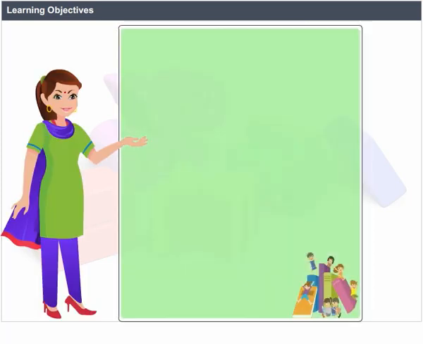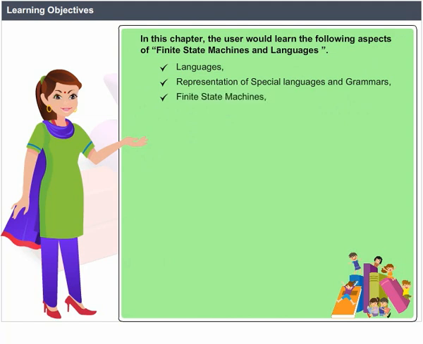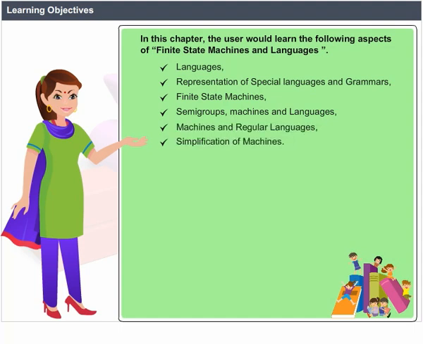Learning objectives. In this chapter, the user will learn the following aspects of finite state machines and languages: representation of special languages and grammars, finite state machines, semigroups, machines and languages, machines and regular languages, simplification of machines.